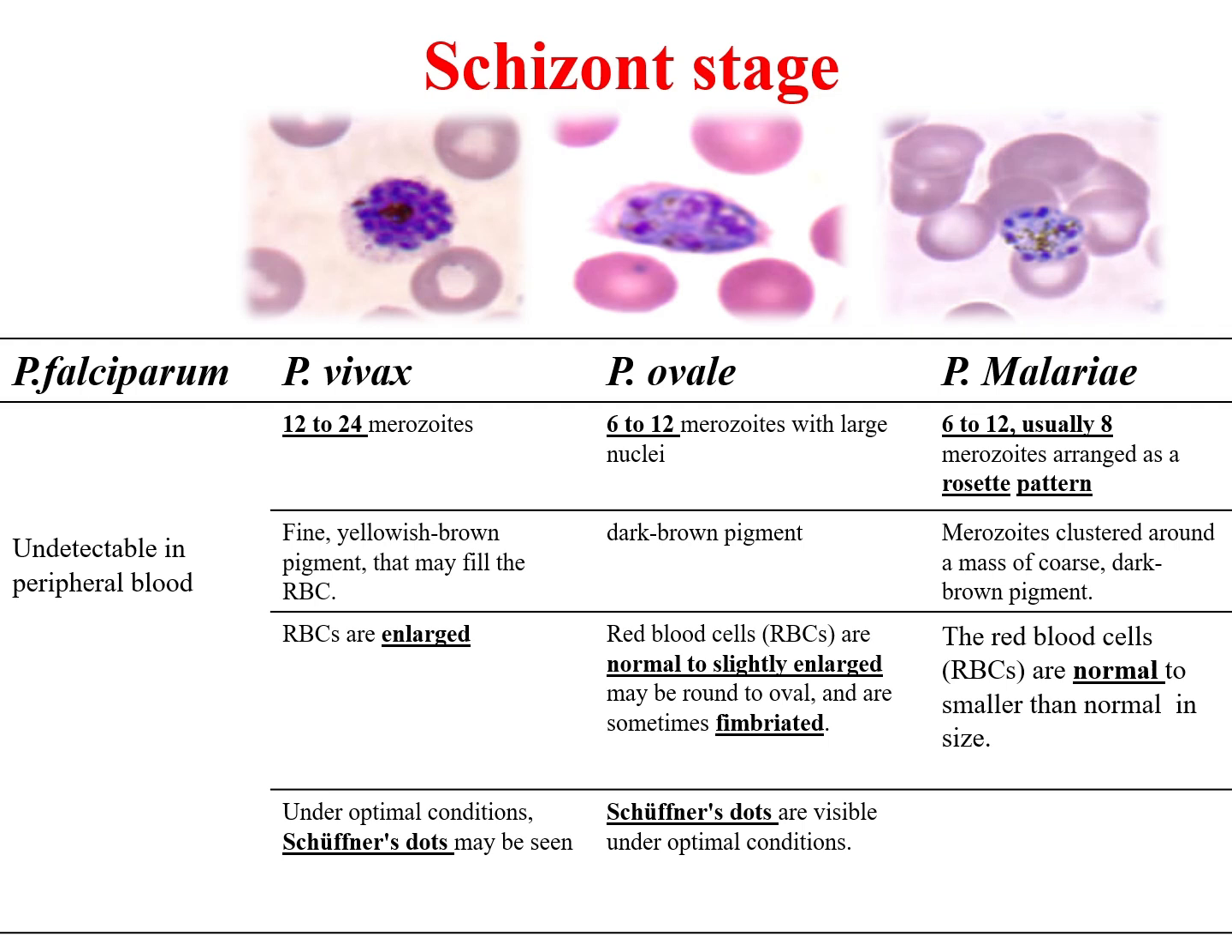In case of malariae, the schizont is very well characteristic. It has a rosette pattern. It usually contains 6 to 12, but most of the time under a microscope we see it as a schizont of 8 merozoites.